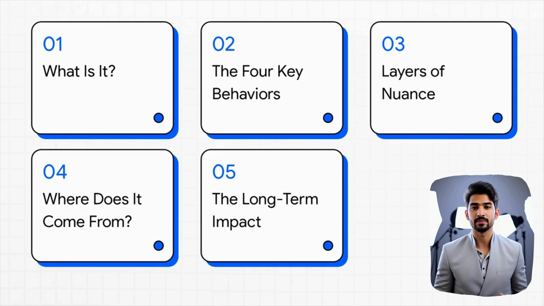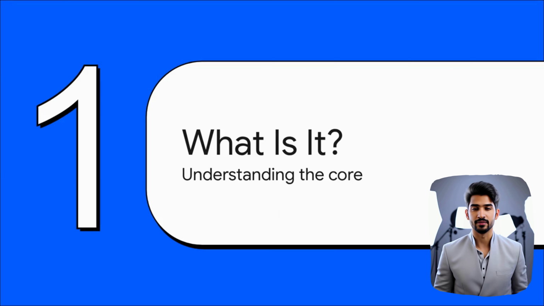So here's our roadmap. We're going to start with what conduct disorder actually is. Then we'll break down the 4 main types of behaviors. After that, we'll add some really important nuance, look at where it comes from, and wrap up with why all of this matters in the long run. Let's get started.